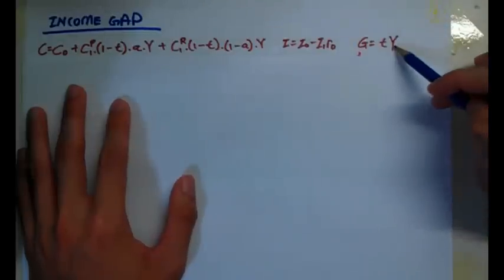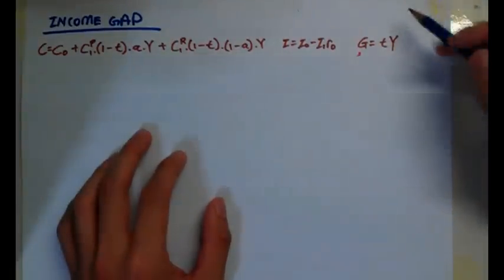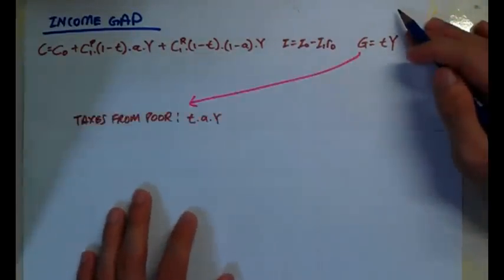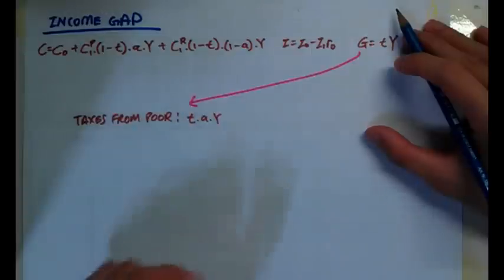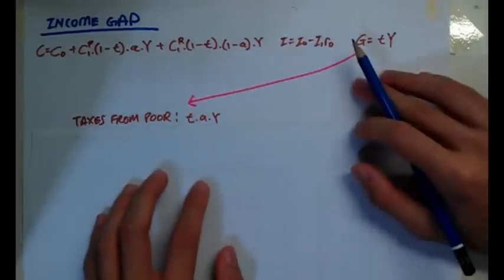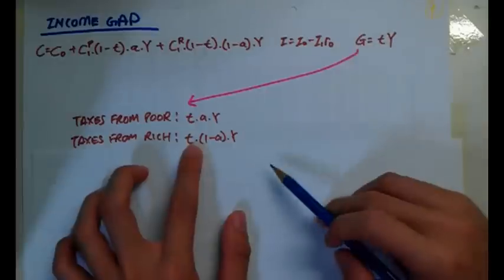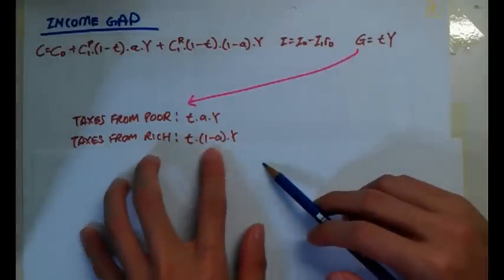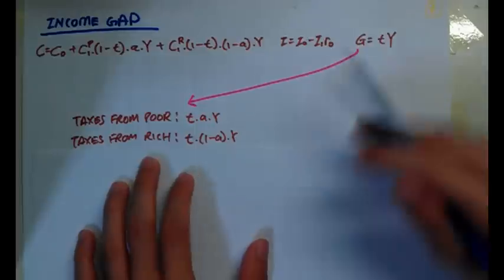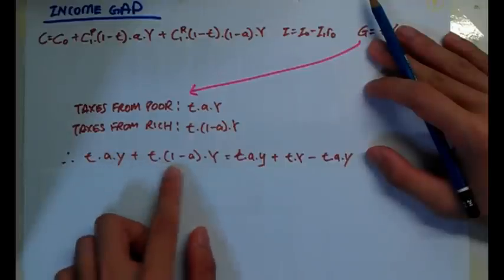Now why is it t times y? There's so much stuff over here. How did I manage to simplify this into t y? Basically what I did was, you look at the taxes collected from the poor. It will be t alpha y. And what is my taxes from the rich? It will be small letter t multiplied by the amount of income that they earn, which is 1 minus alpha times y. So I'm just going to add these two together.